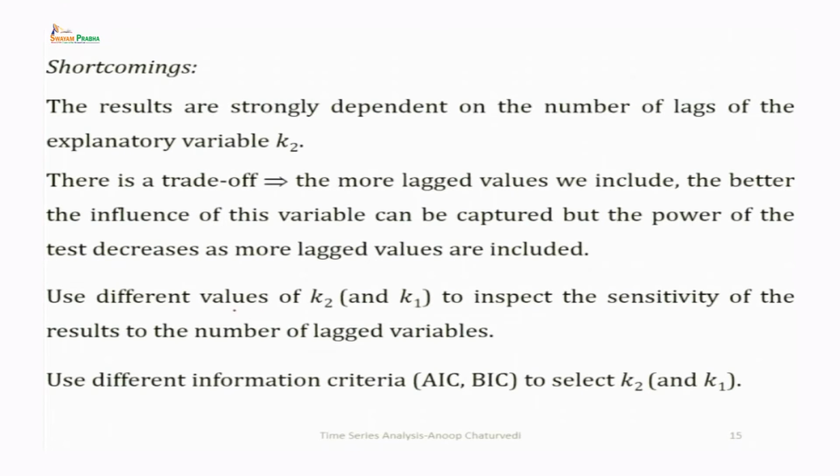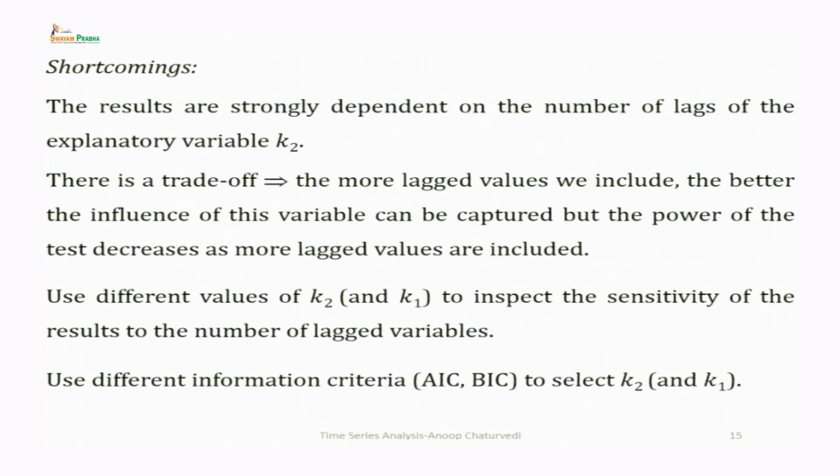Then the option is to use different values of k2 and of course, of k1 also. Usually, we start with k1 equal to 1, but you may select a different value of k1 also. So, we use different values of k2 and k1 to inspect the sensitivity of the results to the number of lagged variables. And then you use different information criteria also, say Akaike information criterion or Bayesian information criterion, to select k2 and k1. So, you try different values of k2 or k1, and then you select a model using some information criterion like AIC or BIC. So, this is one option.